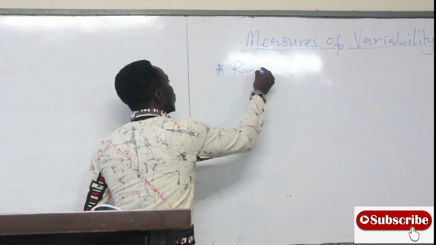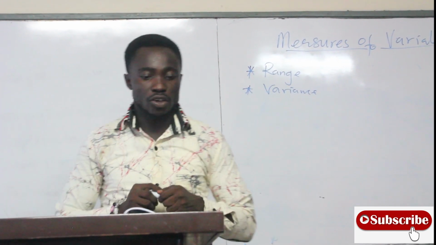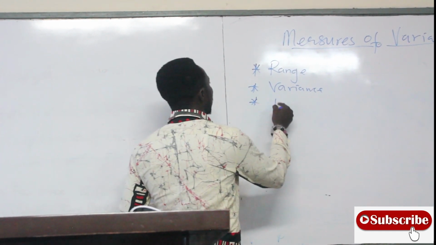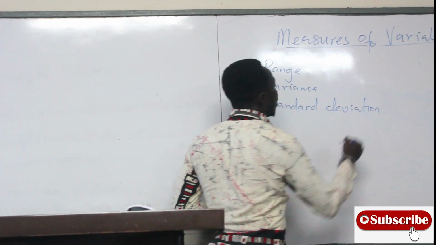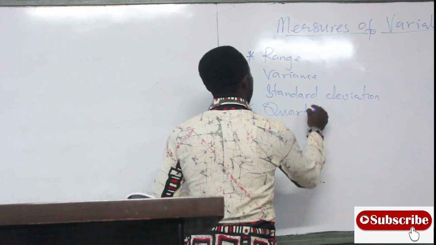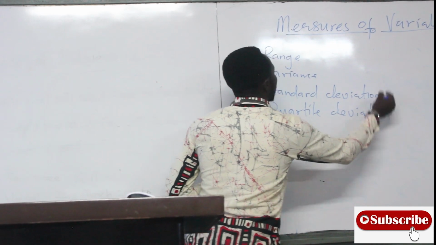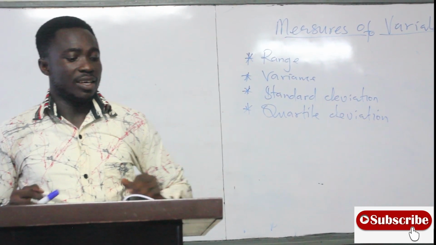Now, the main measures that are used in education, when we talk about measure of variability, we'll be talking about 4 different measures. First, we'll talk about the range. Second, the variance. Third, the standard deviation. And the last one is the quartile deviation. These are the 4 measures we would look at in today's topic. Let's start with the range.